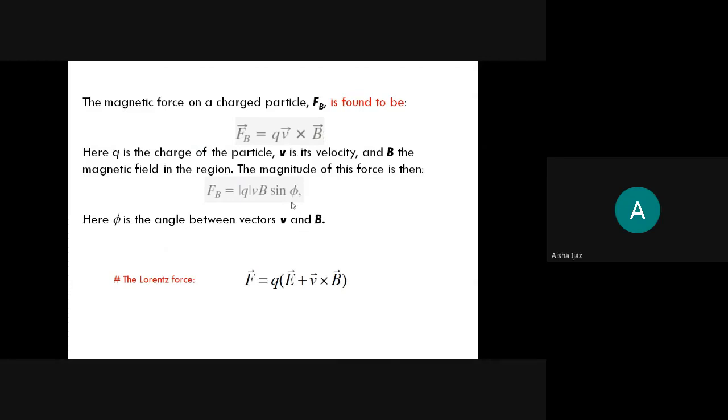So if you open the cross product, you get qvB sine theta, or sine phi, you can say, where phi is the angle between the velocity vector V and B. And this is the expression for the Lorentz force which I explained in my previous lecture also, that it's equal to qE plus qV cross B. So today, students, we are going to implement these two formulas in the coming problems.